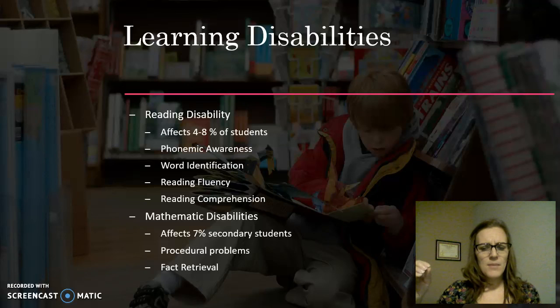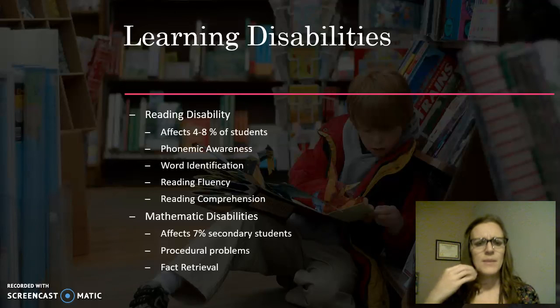Within that, the early age, the younger children, tend to have more problems with the first three: phonemic awareness, word identification, and reading fluency. Once children get out of elementary school, they tend to begin to have more problems with reading comprehension. And then within learning disabilities, students also can have mathematic disabilities. And this affects about 7% of secondary aged students.